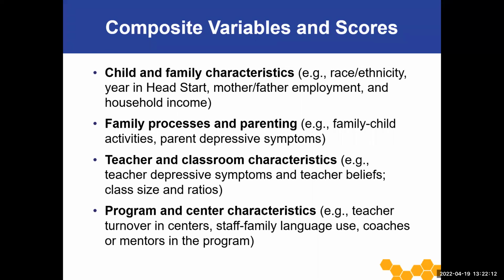Chapter 7 of the user's manual includes a full list of composites and scores. Composite variables and scores fall into one of 5 groups, with the first 4 of those groups listed here on the slide, and I'll review the 5th coming up next. So first, there are child and family characteristics that include variables that tap constructs such as race and ethnicity. We also have family processes and parenting variables, for instance, family-child activities. There are teacher or classroom characteristics from the teacher survey, and these variables capture key aspects of teachers such as depressive symptoms. And finally, there are program and center characteristics, for example, teacher turnover.